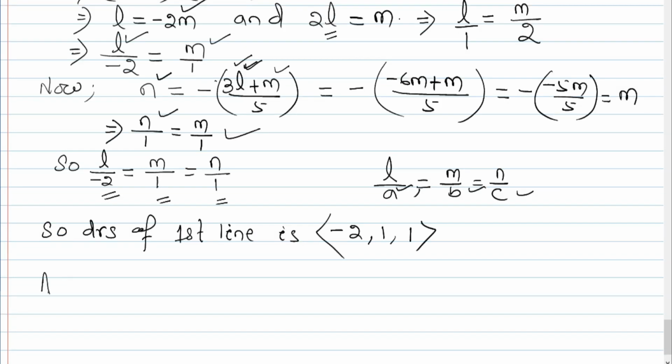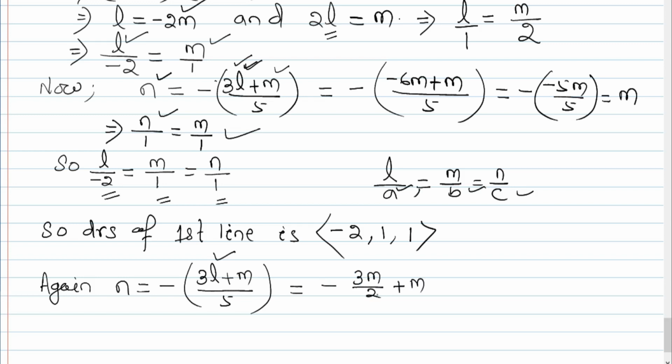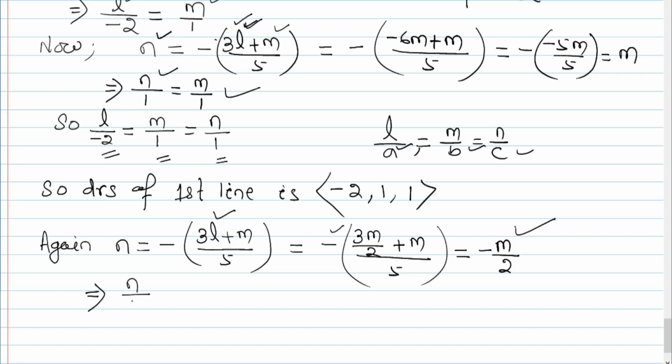So we will write here again n is equal to minus 3L plus m by 5. Put L equal to m by 2. Putting L in the second relation, we get minus 3 into m by 2, that is minus 3m by 2, plus m by 5. Taking the LCM, 2m minus 15m by 10... minus m by 2. This can be written as n by 1 minus 1 is equal to m by 2.